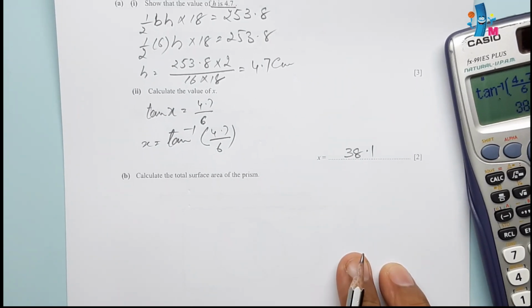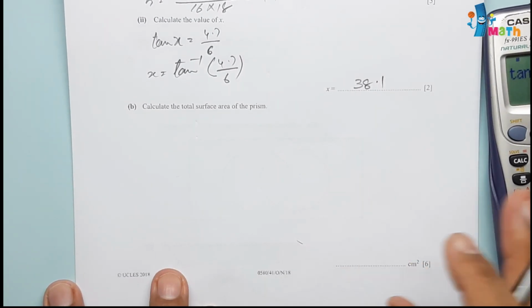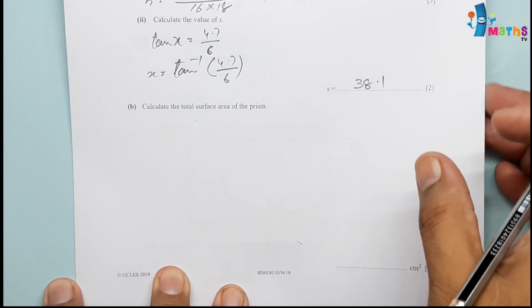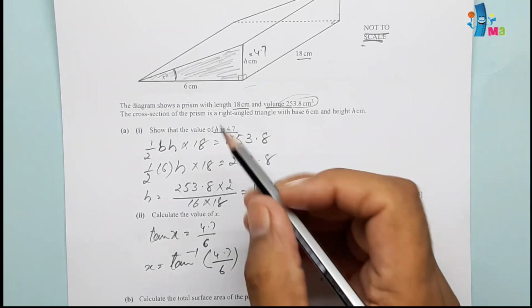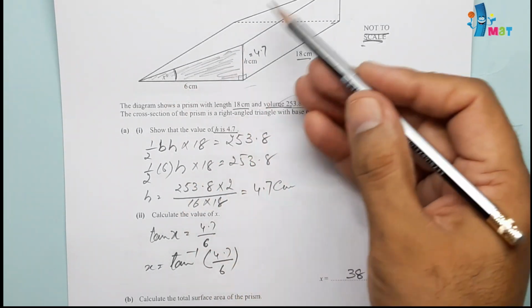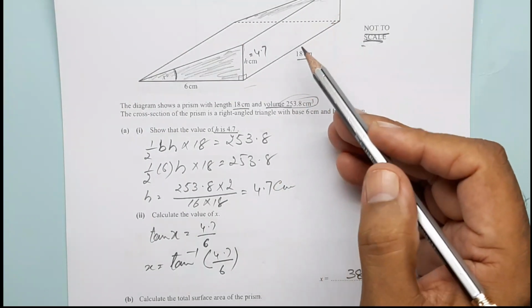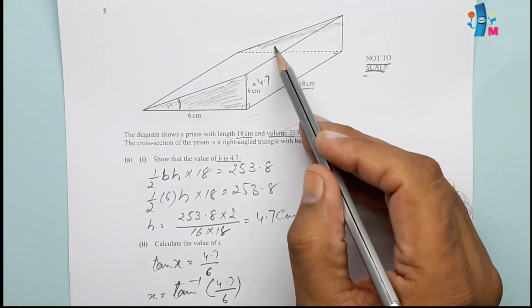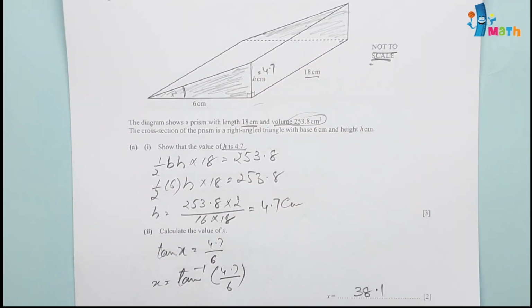Then B part is calculate the total surface area of the prism. So for surface area we have to take all the sides, like for example this face area plus this opposite face area, which I'll be shading for you. This is the opposite facing area, this one. So these two areas are triangular areas.